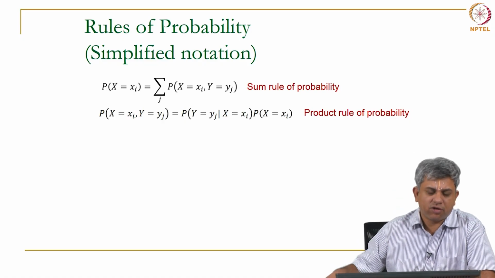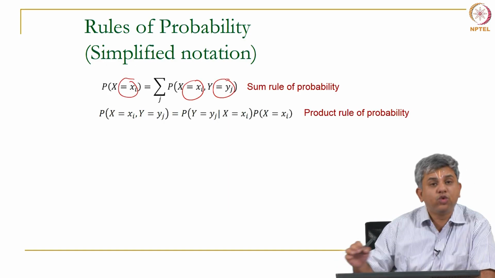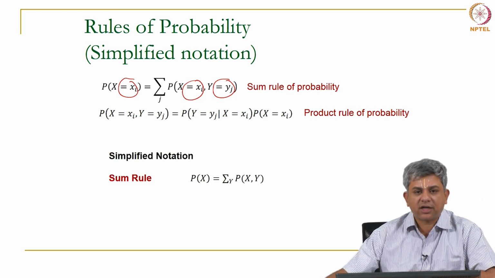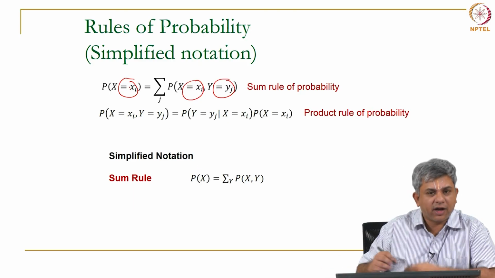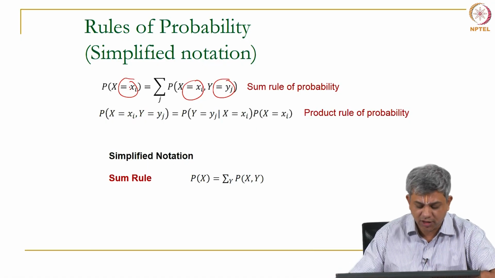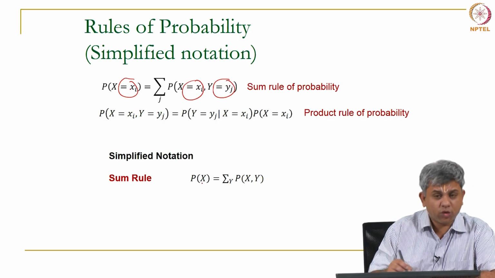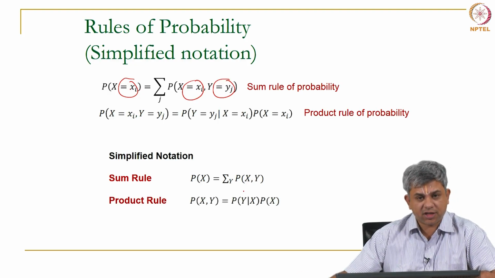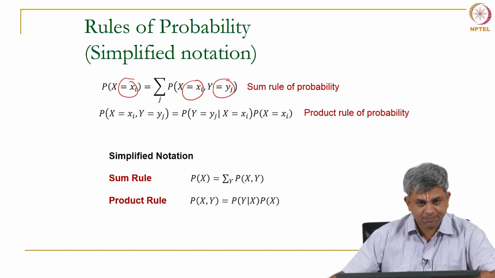So, we will simplify the notation. Please notice these xi's and yj's, you do require it in order for rigor, but we will not use them, we will actually use a simplified notation. We will simply call this p of x and drop the equal to xi and equal to yj. You have to understand what it means according to the context. So, this way it is a little bit easier to see. P of x is sigma of p of x comma y, and p of x comma y is p of y given x multiplied by p of x, which is the product rule.